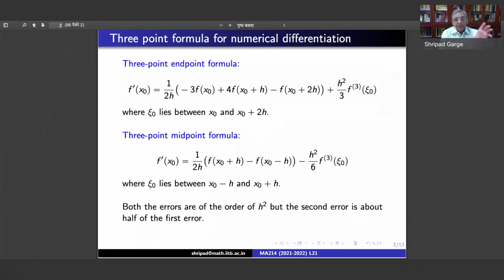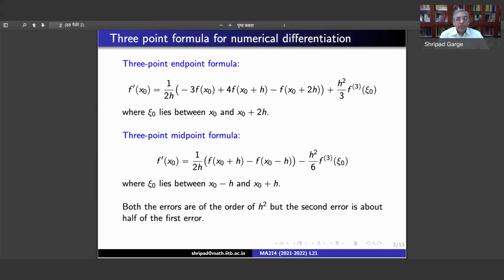Here, the first formula that we see is the 3-point endpoint formula. We want to compute the derivative of the function at x naught, and the values we are using are f of x naught plus h, and f of x naught plus 2h. So these are values on one side of x naught. Of course, we can also consider these values for negative h. So x naught plus h will be on the left side, and x naught plus 2h is further on the left side, and then you take the function values. So this is what we have for the endpoint formula.